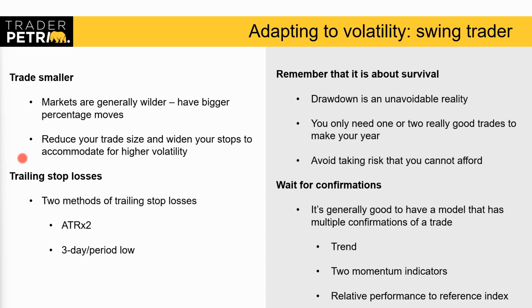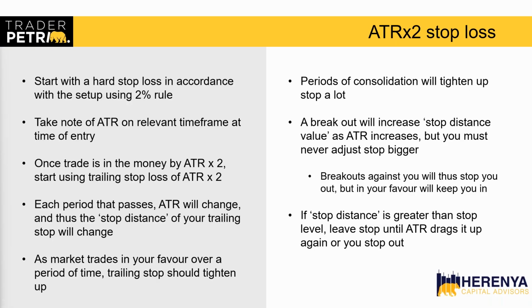I want to just also explain a little bit about how the ATR times 2 stop loss works. Just for reference sake, I think some people might not have seen the previous presentations on this stuff. So essentially, when you enter into a new trade, you start with a regular hard stop loss in accordance with your 2% rule or whatever it is that you're using, and then you can take the ATR reading on the time frame of your entry.